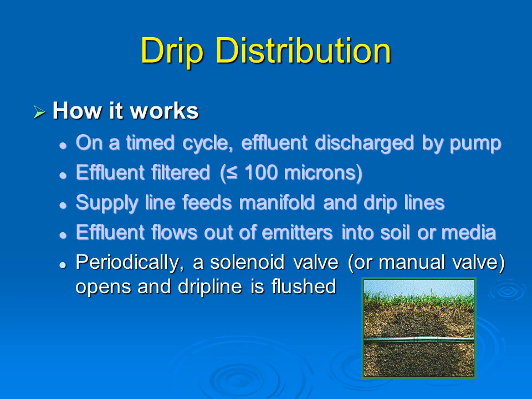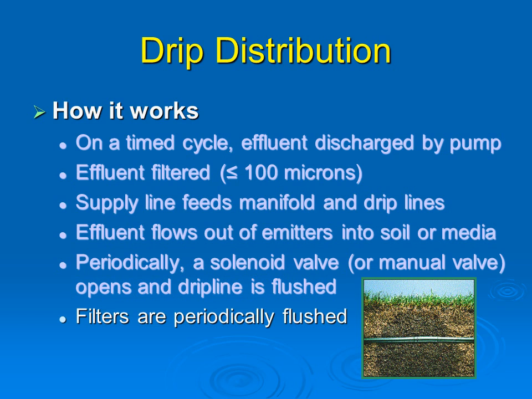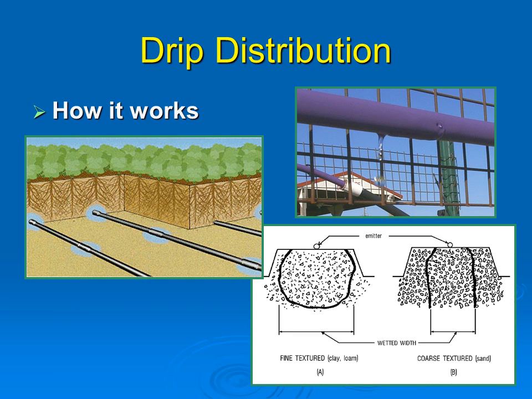By design, a solenoid valve or manual valve periodically opens and the drip line in the drip field is flushed back to the pretreatment process to keep solids out of tubing. Usually filters are back flushed each pump cycle. It varies depending on the product being used. Usually automatic flushing of drip lines and filters is used, though manual flushing may be used for certain situations.